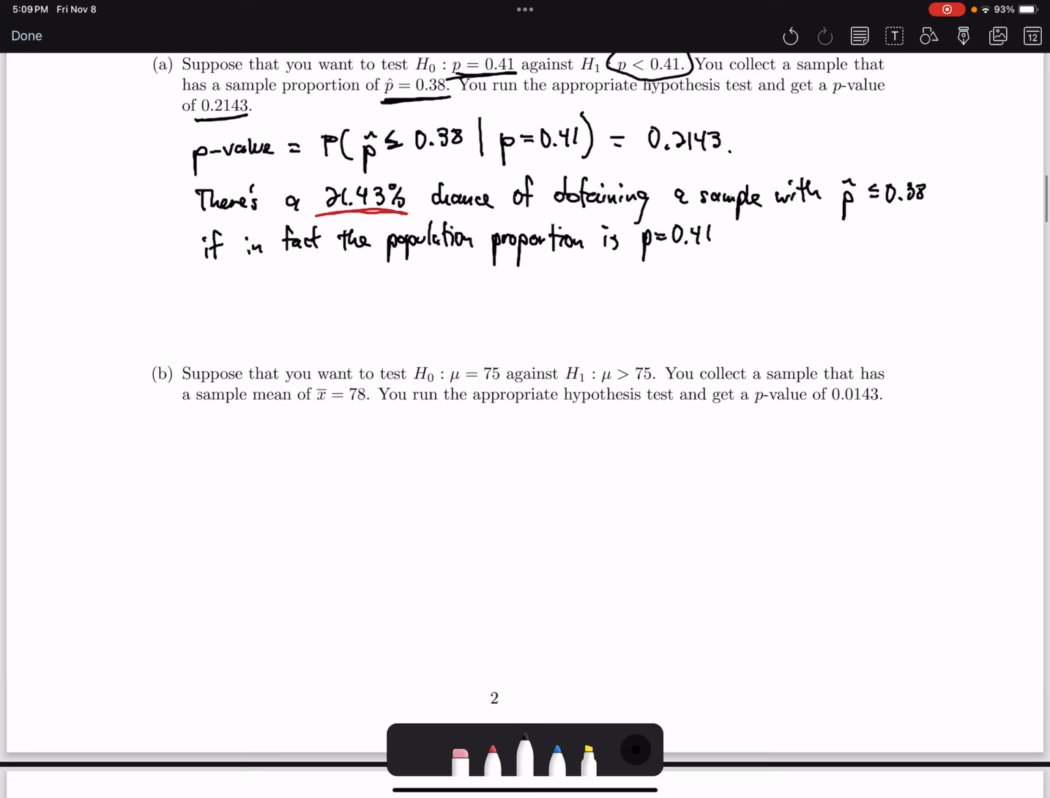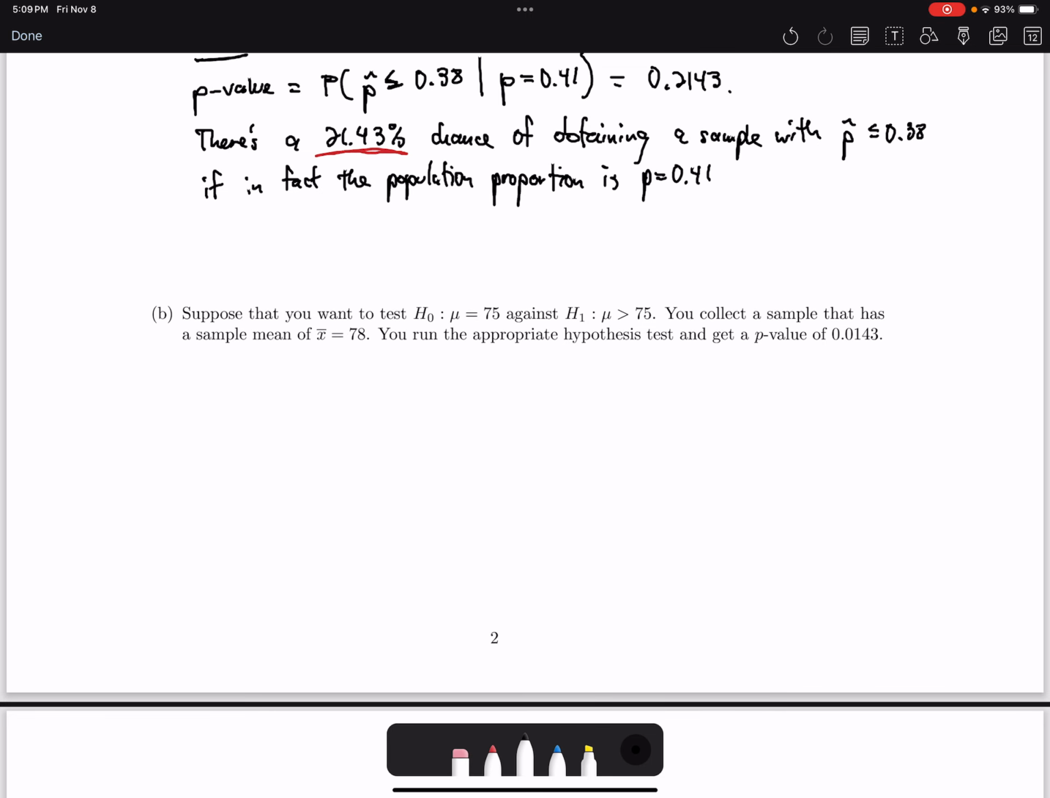Part B says, suppose you want to test H null mu equals 75 against an alternative that mu is greater than 75. You collect a sample that has a sample mean of 78. Okay, again, this sample mean is more than 75, right? But the question is, is it enough of a difference from what we're assuming in the null hypothesis for us to be doubtful of the null hypothesis? So we run a hypothesis test to determine whether or not that's the case. And this time, it says we get a p-value of 0.0143, and we're asked to interpret that.